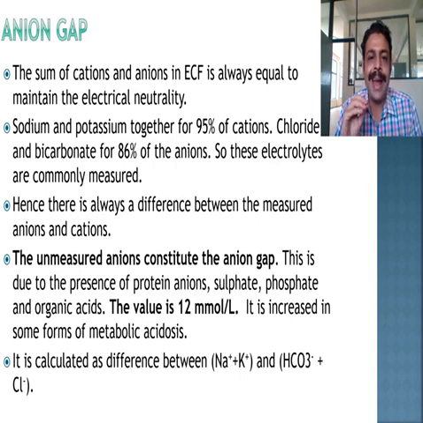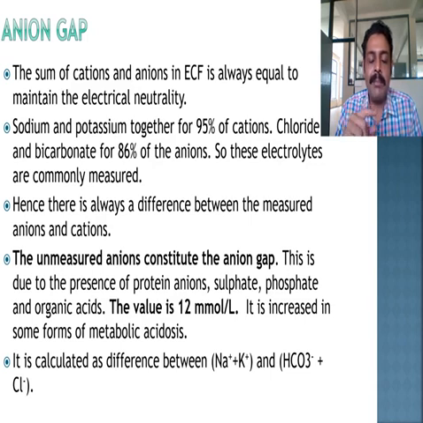So what are the major cations? Positive ions are sodium and potassium. Chloride and bicarbonate amount to 86%. And the remaining cations and anions we will see. The major cations are sodium and potassium, and the major anions are chloride and bicarbonate. So there is a difference. It's called the anion gap. The unmeasured anions constitute the anion gap. This is due to the presence of protein anions, sulphate, phosphate, and organic acids. The value is 12 millimole per liter.